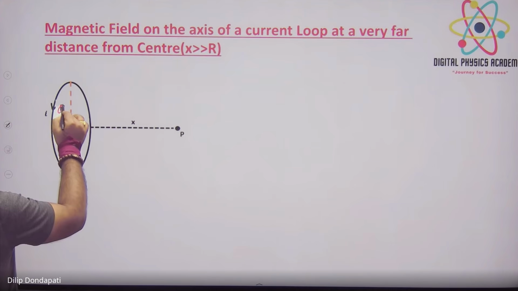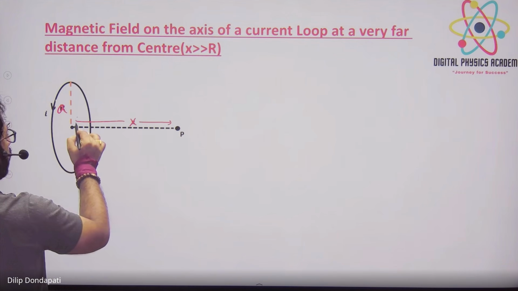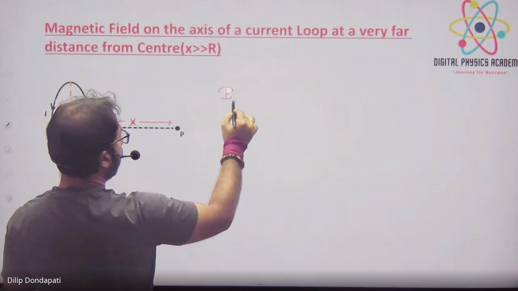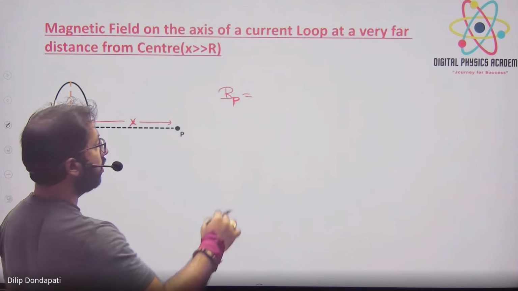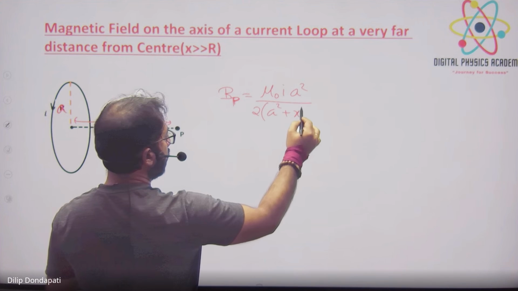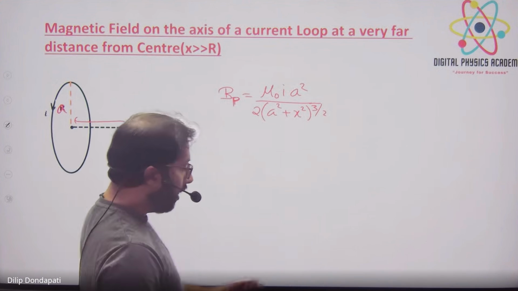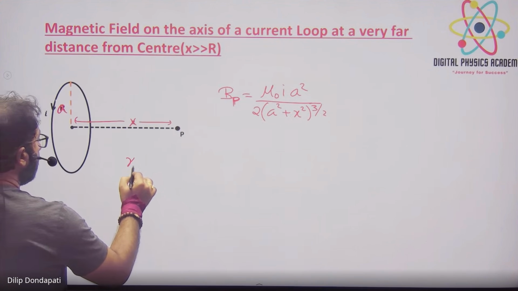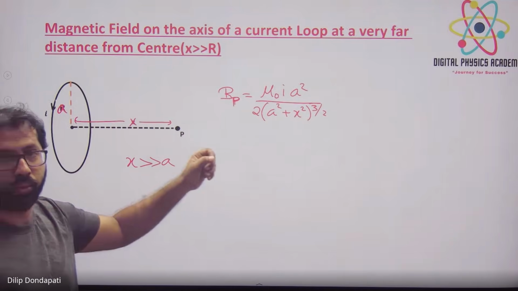Look, suppose you have a coil of radius a, and a point on the axis at distance x. What is the formula for the axis point? Tell me, Shriram, has the formula come to you? You remember, right? mu naught I a square divided by 2 times a square plus x square whole power 3 by 2. This is the axis point. Now look, here if x is much greater than a, then only this will act like a dipole. We will prove it acts like a dipole.